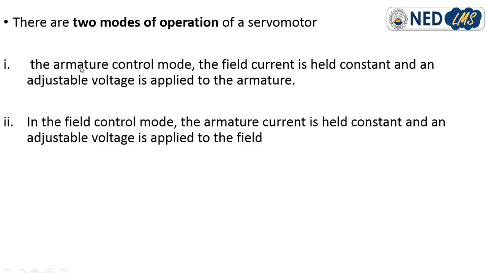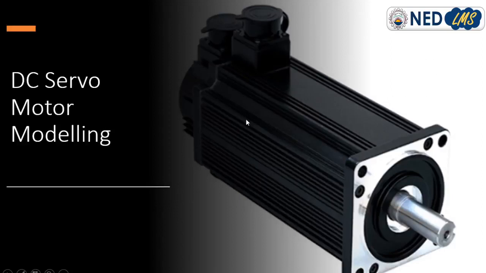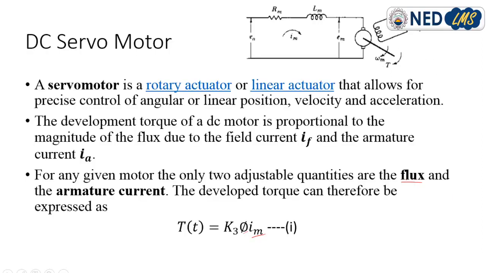These are the two control methods. One is basically the armature control mode, in which the field current is held constant, or the field is fixed, while we are controlling or adjusting the voltage at the armature, so we can control the armature current. Similarly, the second method is to control the field, and the armature current is held constant when we apply adjustable voltage to the field.